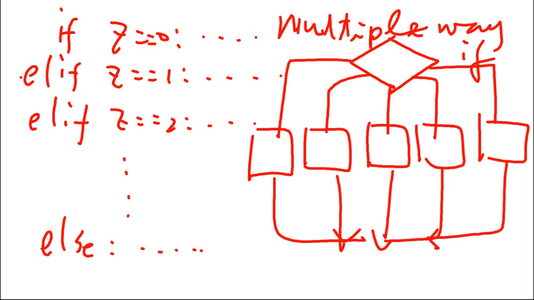It's okay? This one is called multiple way of if. Is that okay? Hello? Are you all right? Yeah. Sorry. Okay, that's the multiple way if.